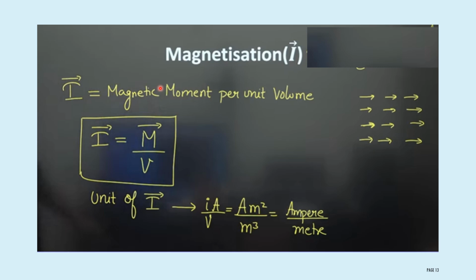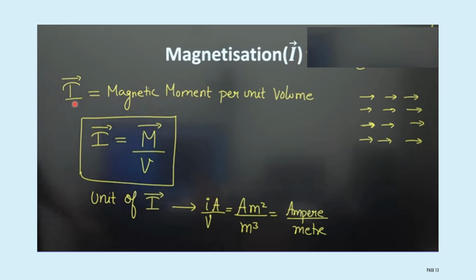Let us discuss what is meant by magnetization. If you keep some material in an external magnetic field, you know that the material will get magnetized. Every material has atomic dipoles. When you keep that material in an external magnetic field, those atomic dipoles will be aligned in a proper pattern. When they are aligned in a proper pattern, they will get magnetized, that is, they will get magnetization.